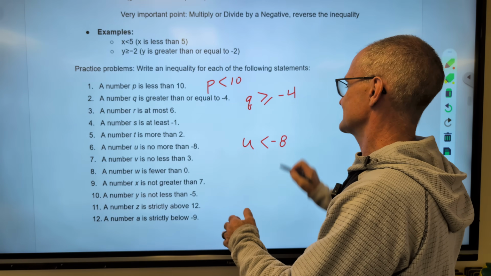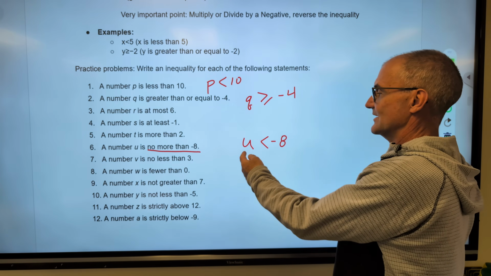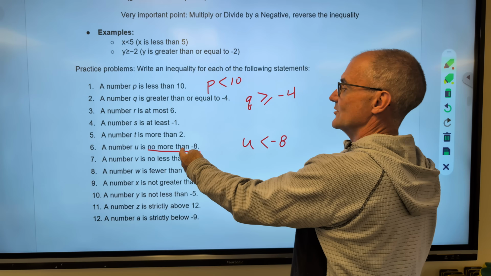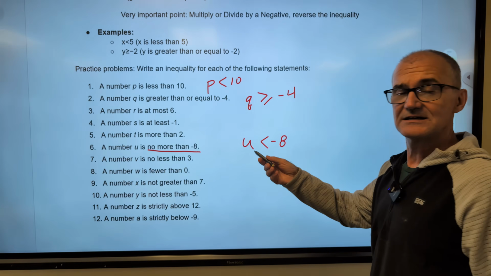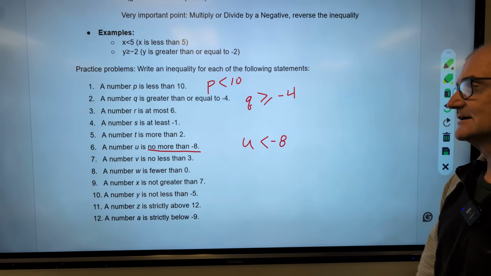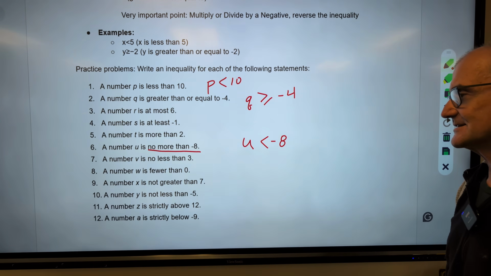So let me see if that makes sense. A number u is no more than -8. So a value here could be -10. Is -10 no more than -8? Yes, it is. So therefore, I've written this sentence in an inequality correctly. These are kind of hard conversions.